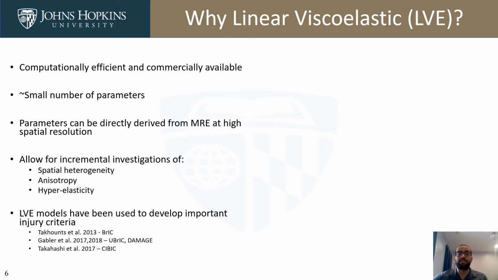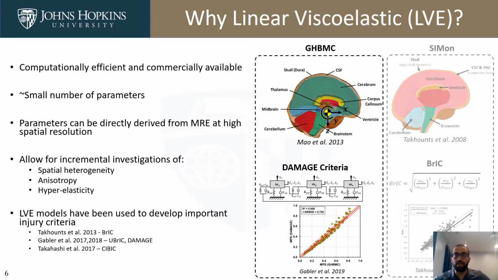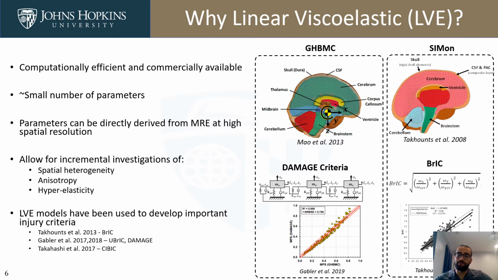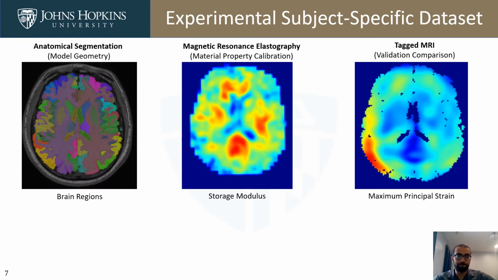By starting simple, it also allows for incremental investigations of more complex features of the brain, like spatial heterogeneity, anisotropy, or hyperelasticity. And lastly, but importantly here, is that LVE models have been used in brain models to develop important injury criteria. This includes the GHBMC brain model, which was used to develop the damage criteria that's used to evaluate helmets, and the Simon model, which is a model that has been used to develop the brain injury criteria, or BRIC, that's used in automotive crash safety assessments.